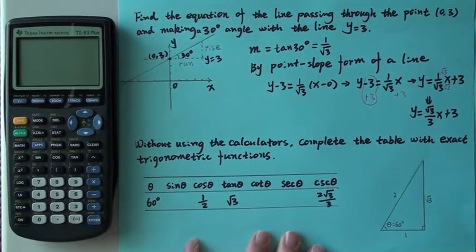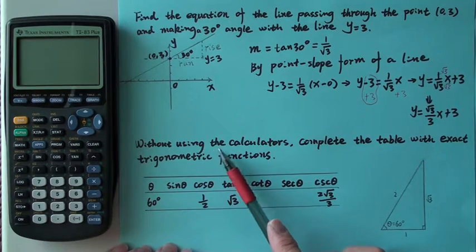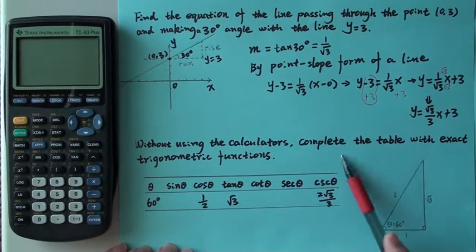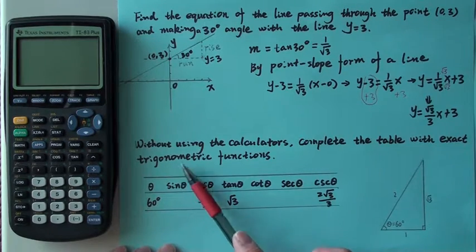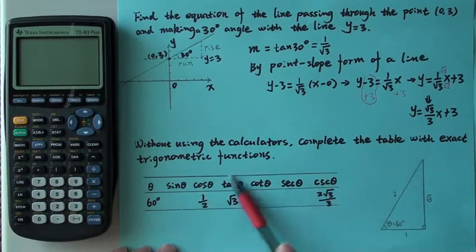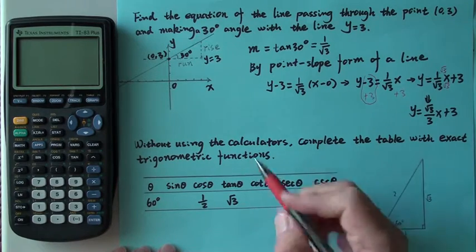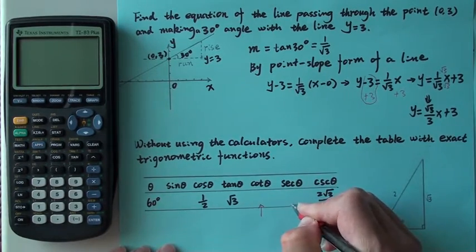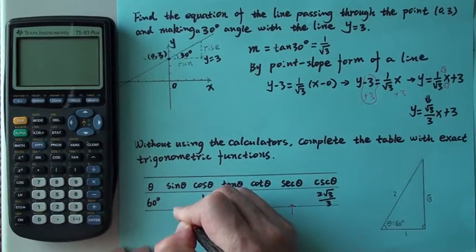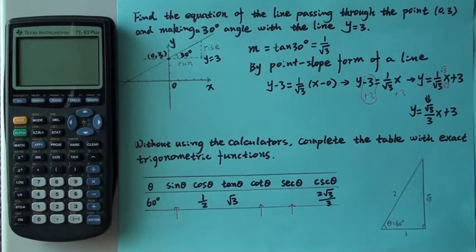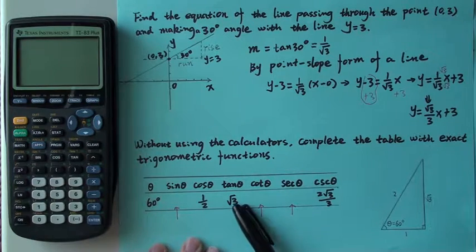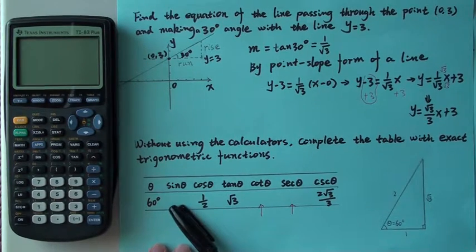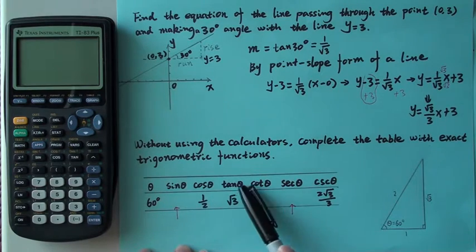Okay, that's the first example. The second example is the one right here. Without using calculators, complete the table with exact trigonometric functions. So you are given this table, and you want to find those three values. Actually, you don't have to be given those three values. You should be able to, given this angle, find out all of them.